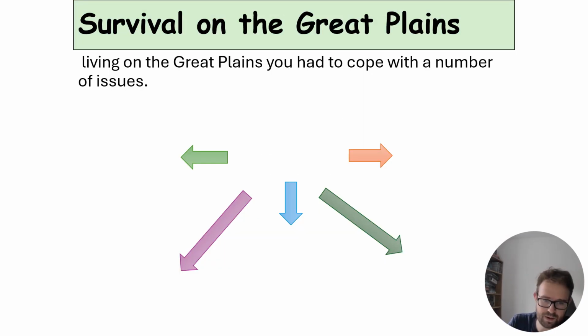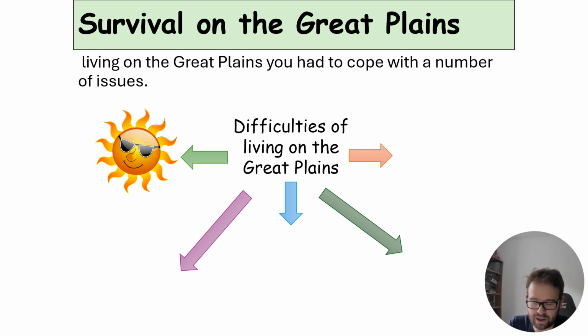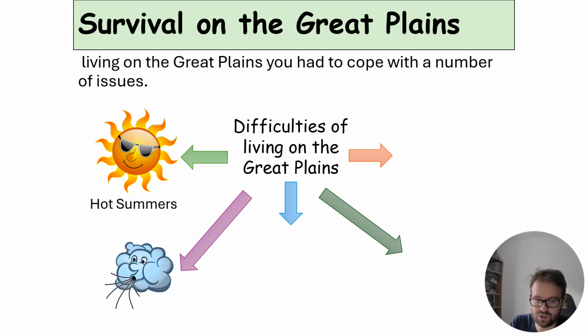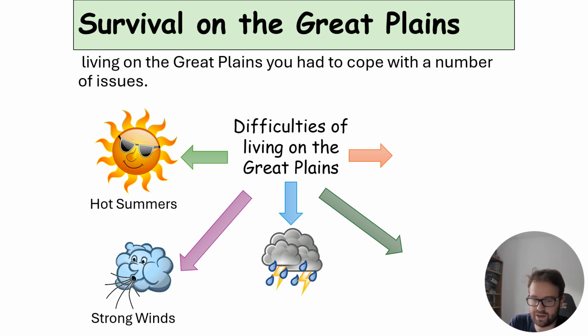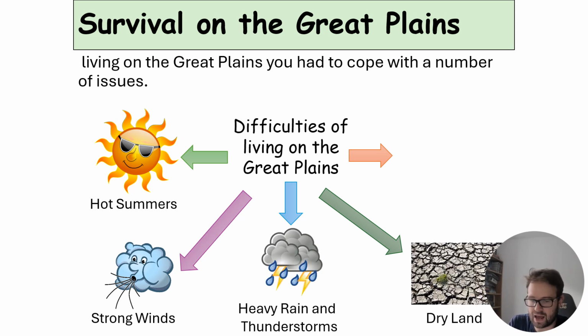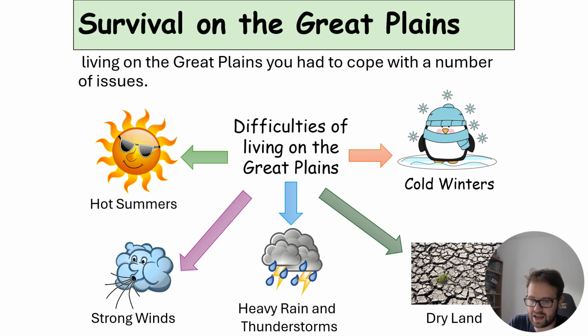Now, living on the Great Plains, you've got to cope with things like the horrendous sun, the strong winds, the rain, the dry land, and the cold winters. So the extreme weathers have a massive impact, and we'll look at that in particular when we come across farming.